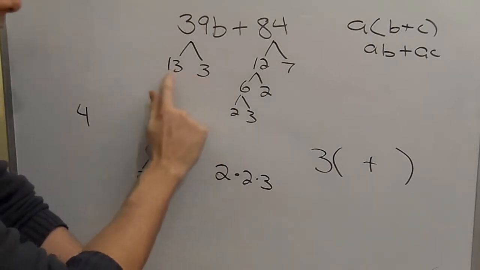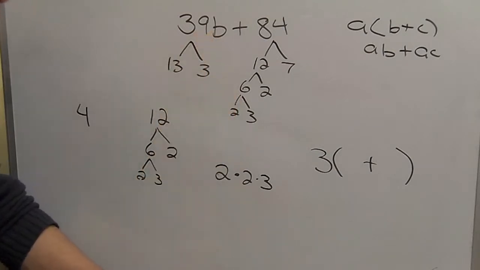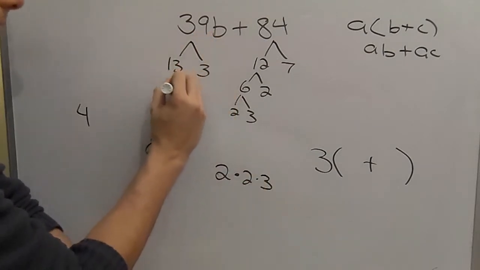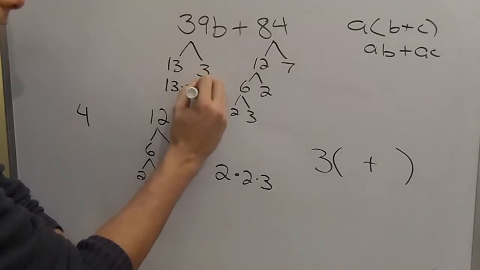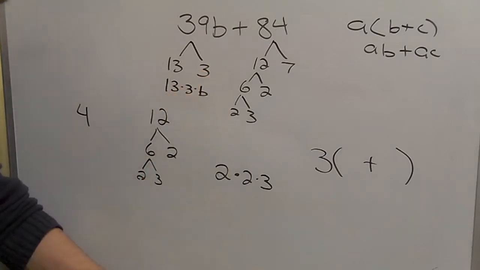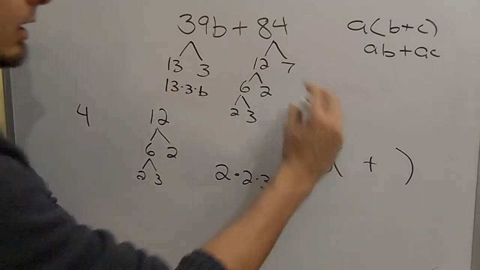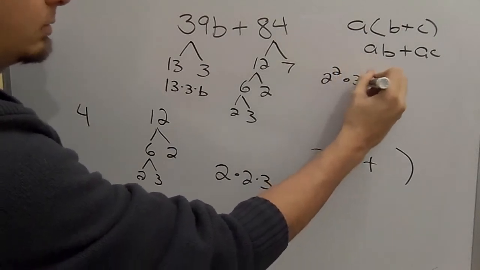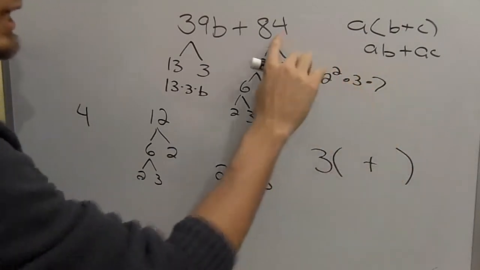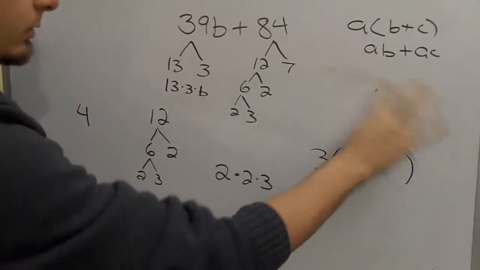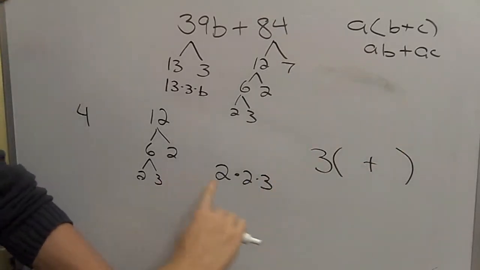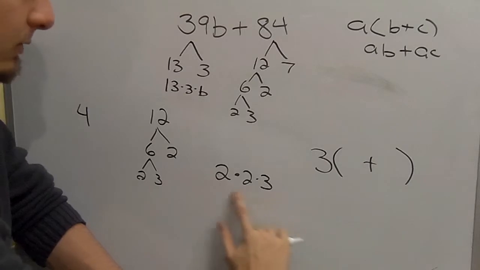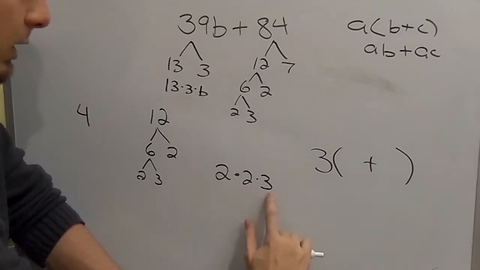These two numbers here for 39b, if I look at the prime factorization of 39b, if I multiply all these together, I get 39b. For 84, if I multiply 2 squared times 3 times 7, I get 84. So if I multiply all of these together here, I should get 12.